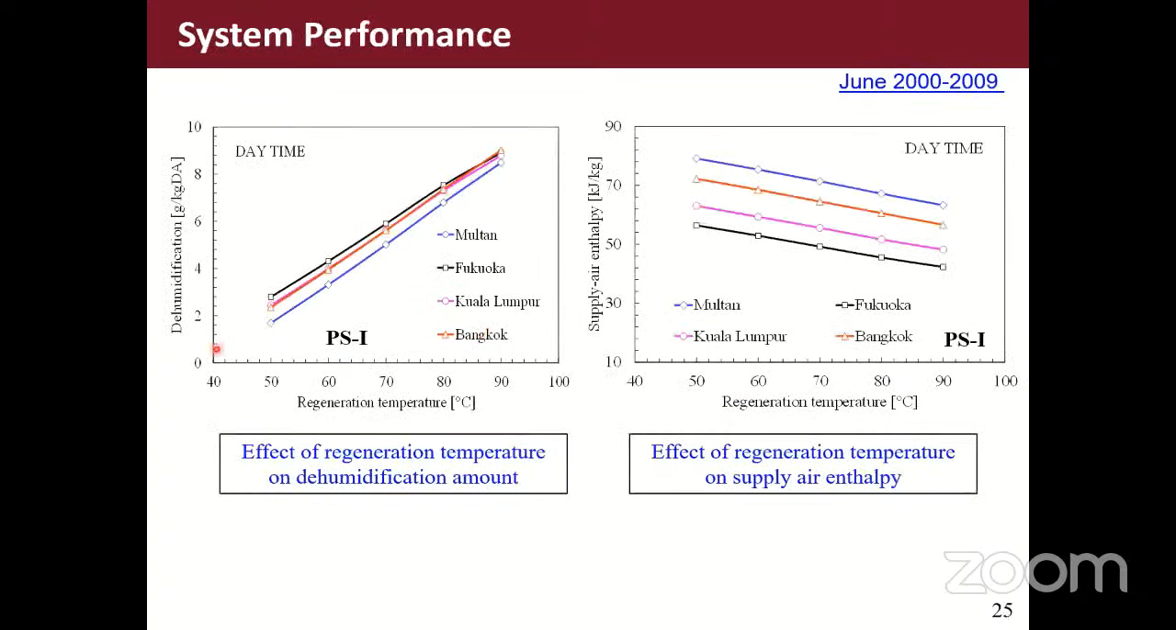So this is the case for the system performance. Here in the y-axis, you can see the dehumidification capacity and supply air enthalpy for the different weather conditions like Multan, Fukuoka, Kuala Lumpur, and Bangkok. You can see that at different regeneration temperatures, we could have different dehumidification capacity as well as supply air enthalpy.